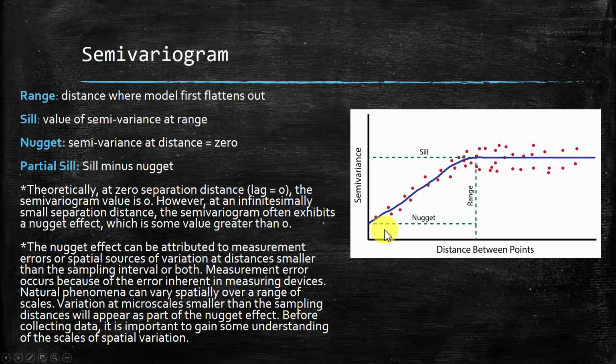So again, this nugget effect is basically the semivariance at a distance of 0. So you can calculate what's called a partial sill, which is a sill with the nugget effect subtracted out. So kind of adjust for that non-zero semivariance at a distance of 0.